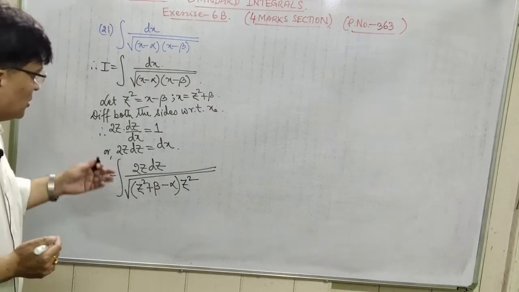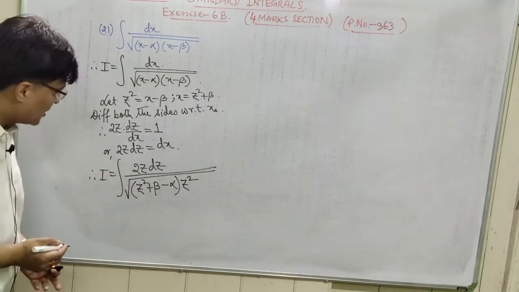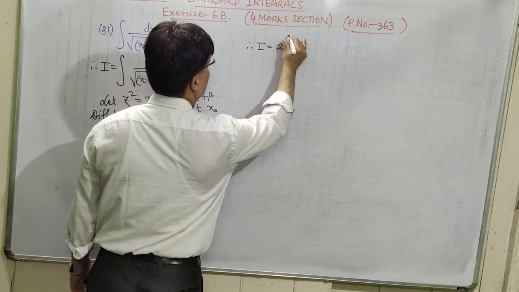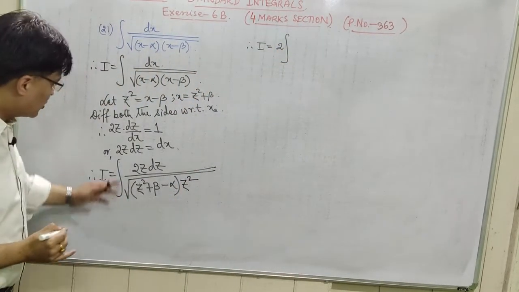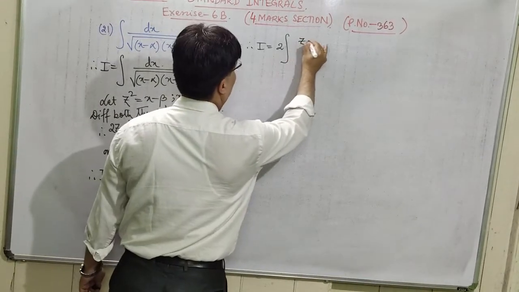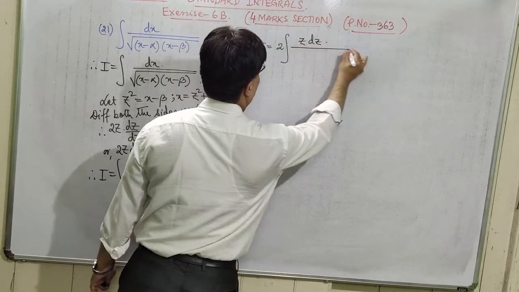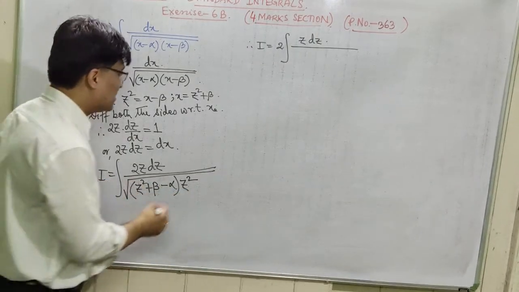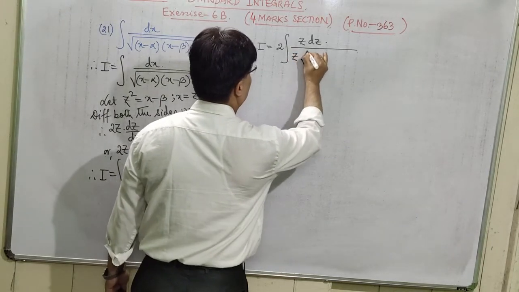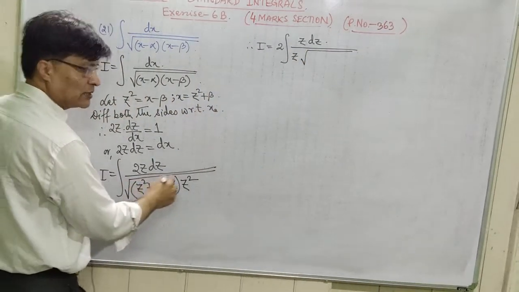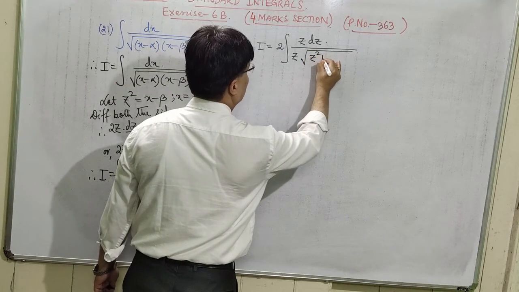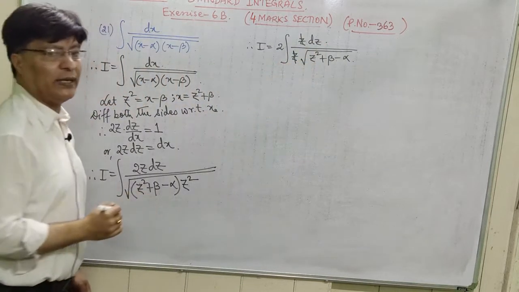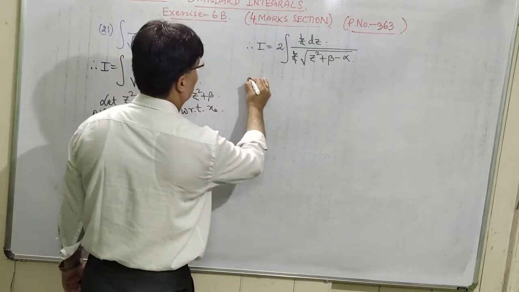Is that clear now? So let us simplify this expression. So therefore, I is equal to, here 2 is constant taken outside, integration of z dz divided by, in the denominator, the square root of z square only is z. You can take it outside, z, then root over z square plus beta minus alpha. So here this z will be cancelled.